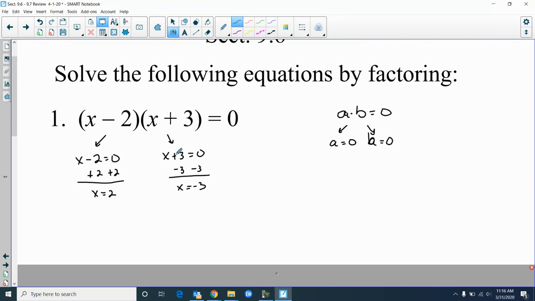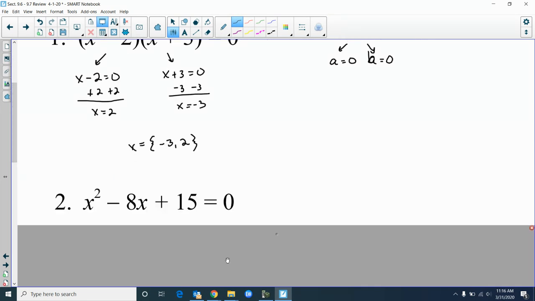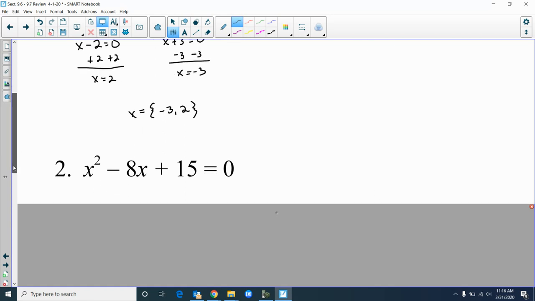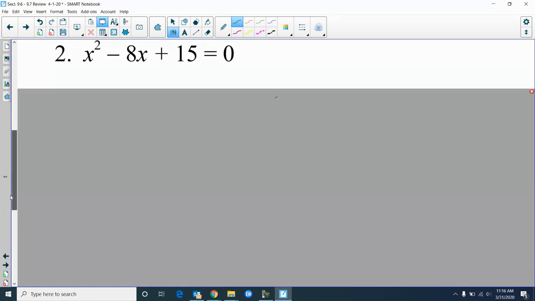So we do get two answers. Usually write your smallest answer first, so it'd be negative 3, comma, 2. Make a set of braces there. If you have two sets of parentheses, they've already done the work for you. They've helped you out. Don't make it harder. Don't multiply them back together.